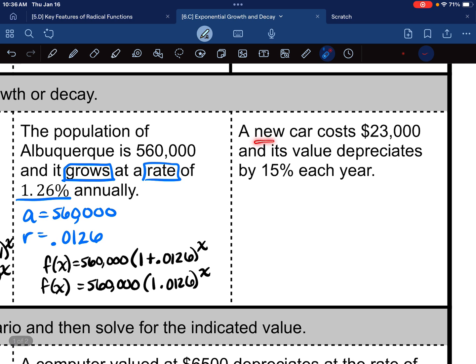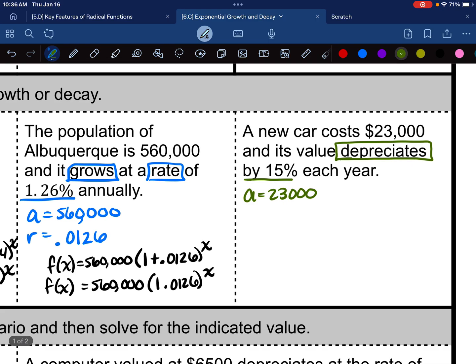All right, so this one says a new car costs $23,000, so that's your initial amount. And its value depreciates. To depreciate is to decrease by 15% each year. Do you notice how it's not using the word rate? That's a little scary. But it is still a rate here. When it says it depreciates by 15%, it means it's taking away 15%. So that would be r equals negative 0.15.